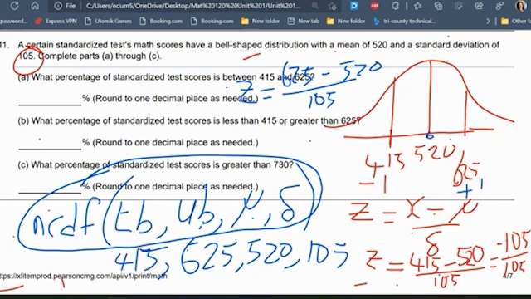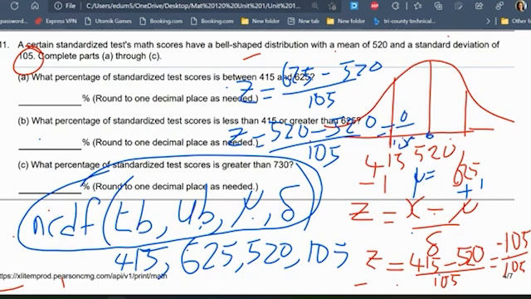Let me standardize the mean. This is mu. The z-score of the mean is the value of the mean, 520, minus the mean, all over the standard deviation. Mean minus mean is 0 over 105, and that is always going to be 0. Therefore, the z-score of the mean is always going to be 0 in any standard score.